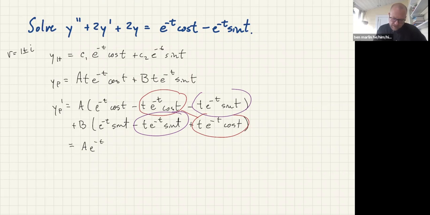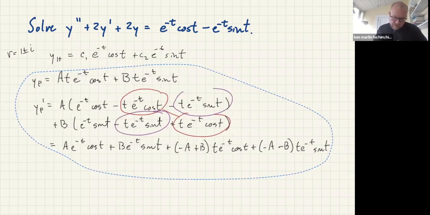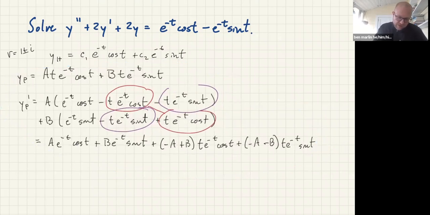a e to the minus t cosine t plus b e to the minus t sine t plus quantity minus a plus b t e to the minus t cosine t plus quantity minus a minus b t e to the minus t sine t. Okay, so these are looking pretty messy, right? Let's see what happens with the y_p double prime.